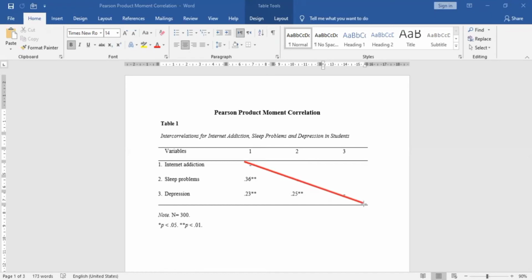So when we have one sample, we will have one diagonal. And here we will write the note. In the note, we will write the number of samples, the sample size basically, and then we will write the significance values. One asterisk means p is less than 0.05, and when we have two asterisks, it means that p is less than 0.01.